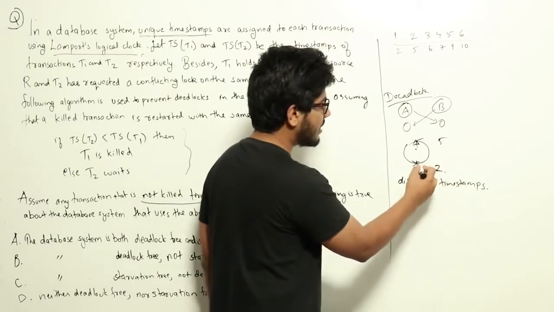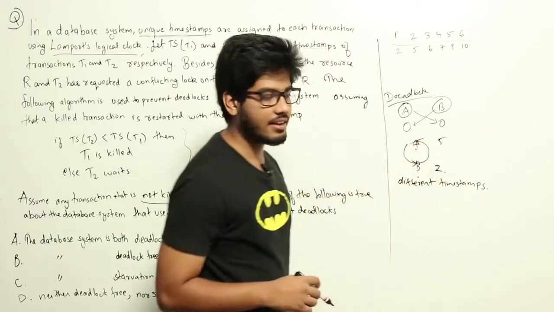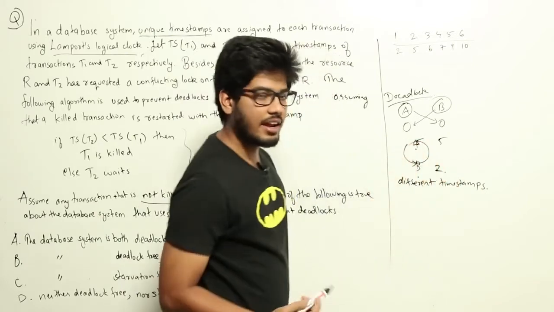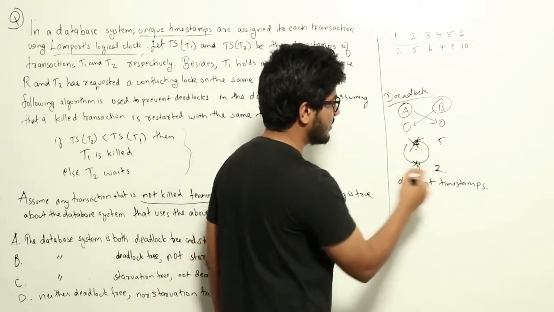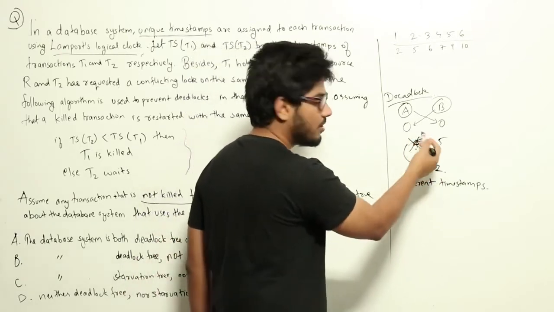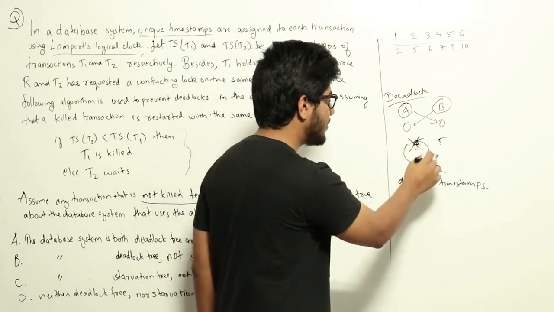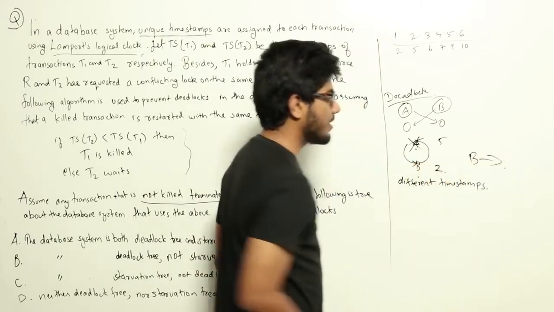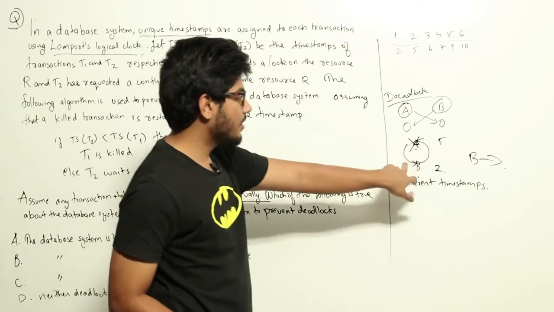In that case, A will have to wait, nothing will happen, which is given in this algorithm here. But at the same time, B is requesting a resource held by A, correct? But B has a timestamp smaller than A. In that case, what happened? A will get killed, just like in that algorithm given here. When A is killed, all the locks obtained by A would be released and B will get that lock and B can continue running, which means deadlock can never happen.